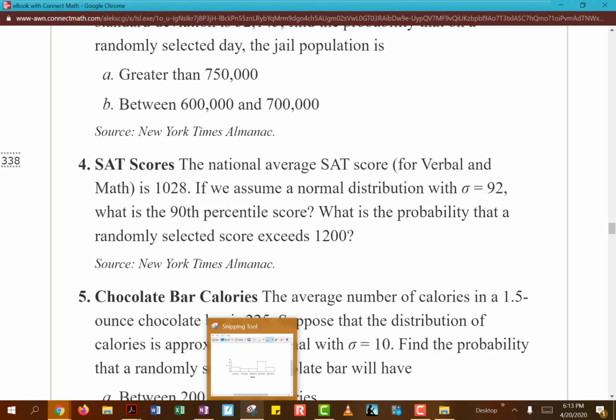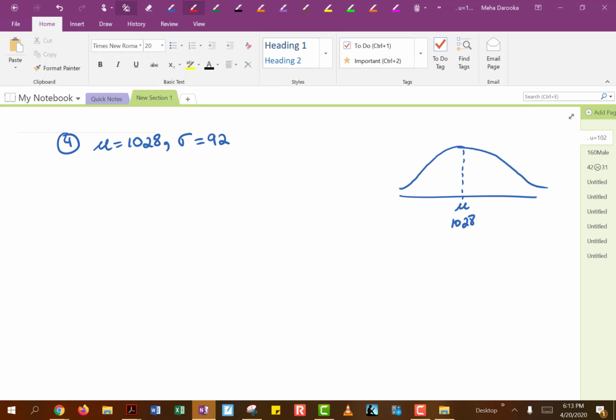So this is number 4 again. They're telling us the national average SAT score is 1028. So that's, of course, our mu. They're telling us sigma is 92. Now the first question is asking, what is the 90th percentile score? So that's the first thing we want to find out.